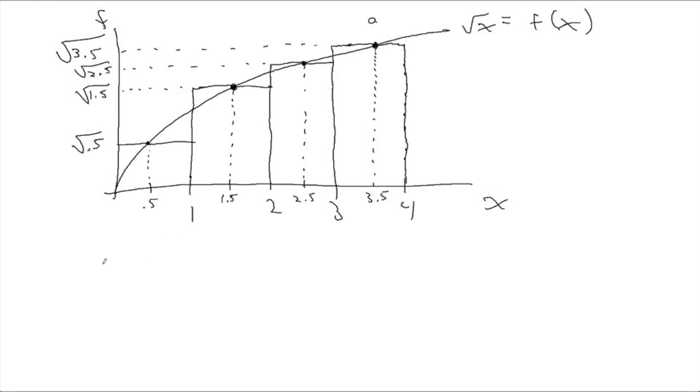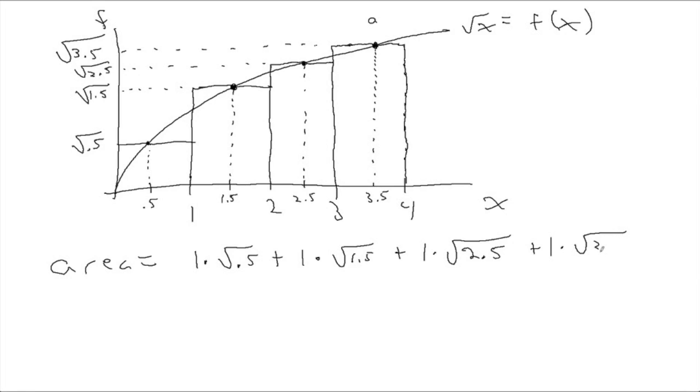So here we said that the area was 1 times square root of 0.5 plus 1 times square root 1.5 plus 1 times square root 2.5 plus 1 times square root 3.5. Now, this type of calculation is so important that it was given the honor of being given a name. So this calculation here is what's called a Riemann sum.